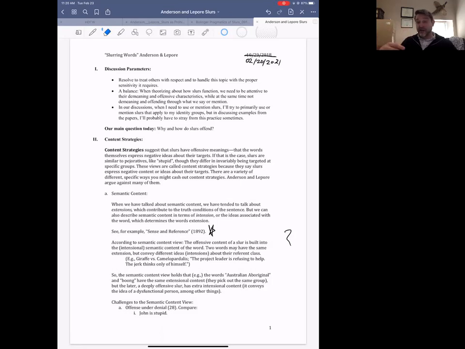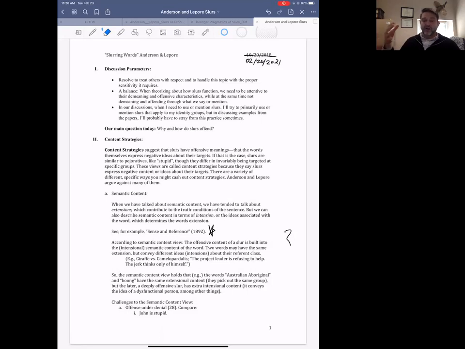Also the idea of a better off being killed. These are very negative ideas associated with this. And the semantic view is going to say that that word functions by actually expressing those ideas, even though it only picks out the same group as this non-offensive term, Australian Aboriginal. Now, Anderson and Lepore, in their longer article, raise some very good objections to this view.